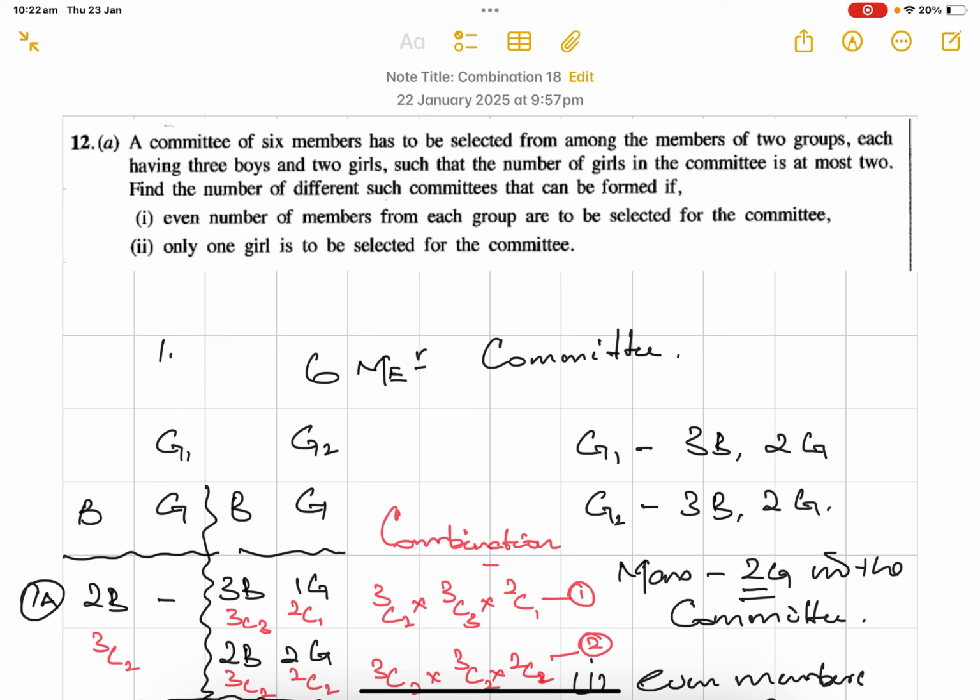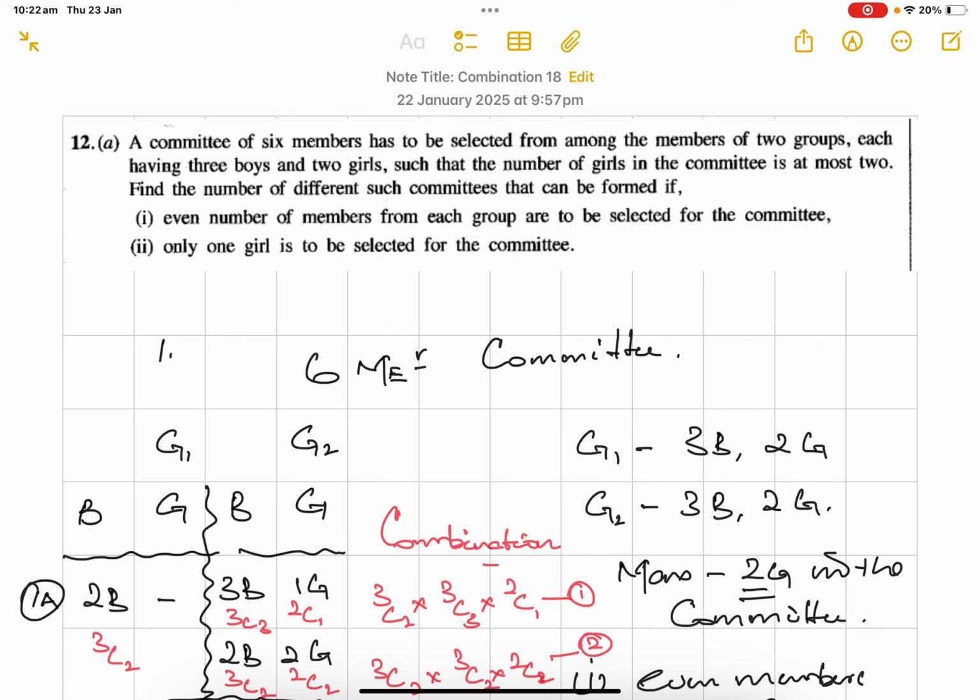Find the number of different such committees that can be formed if, part 1, even numbers of members from each group are to be selected for the committee. And then the second part, only one girl is to be selected for the committee. We just stick with the first part.